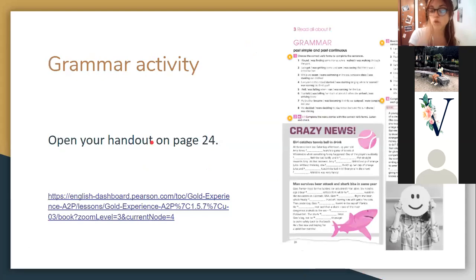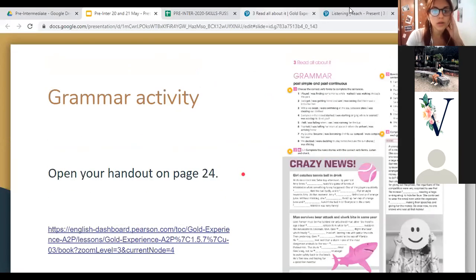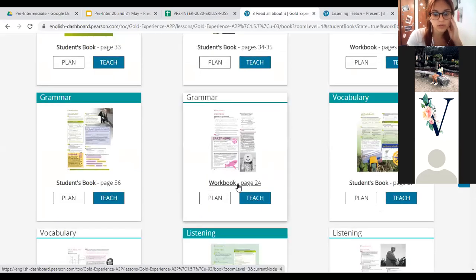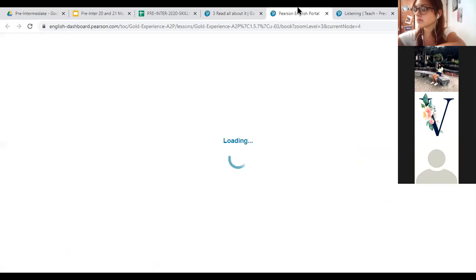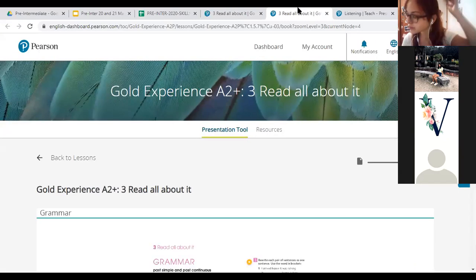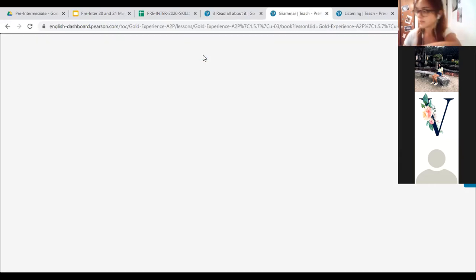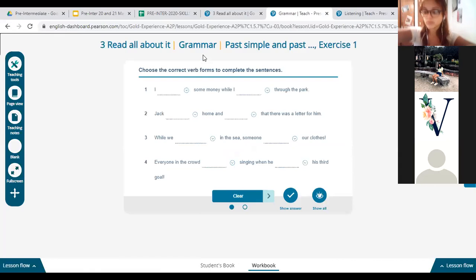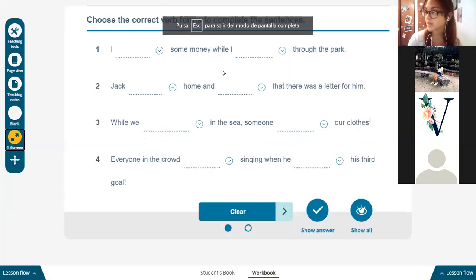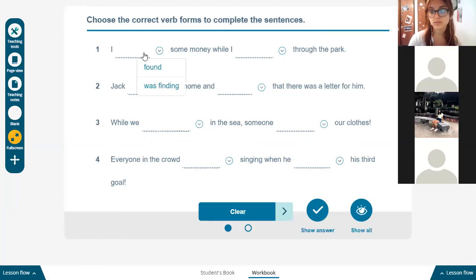So now we are going to be doing some activities. Go to your handout. Open it on page 24. It looks like this. I'm going to go there as well. Good. We're going to go to the first exercise. Okay, here, short and simple, we have to choose the correct verb form to complete the sentences. So let's see, Sandy, can you start? What page? 24.